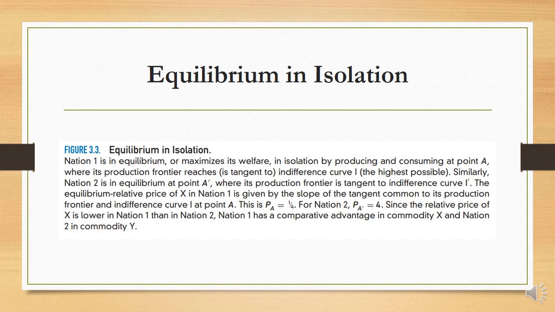The equilibrium relative price of X in nation 1 is given by the slope of the tangent common to its production frontier and indifference curve 1 at point A. This price is 1/4, that is 0.25. For nation 2, the price at A prime is 4. Since the relative price of X is lower in nation 1 than in nation 2, nation 1 has a comparative advantage in commodity X and nation 2 in commodity Y.